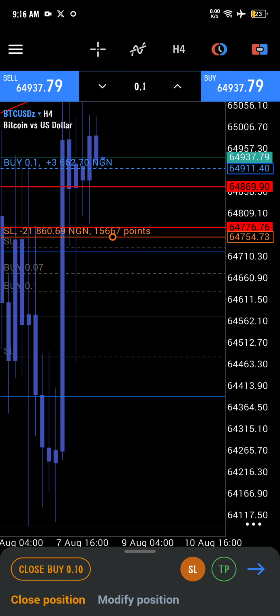Now you can see my stop loss is set here. This is about 21,000. The risk is there. So I now have 59,000 of hard stop loss left, because I already used the 21,000.